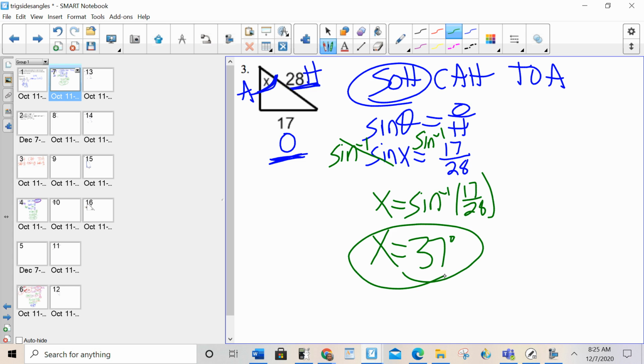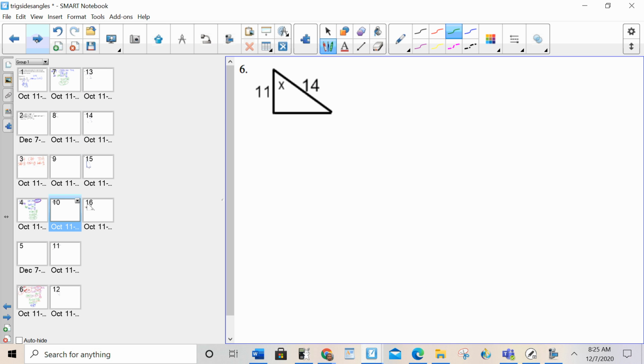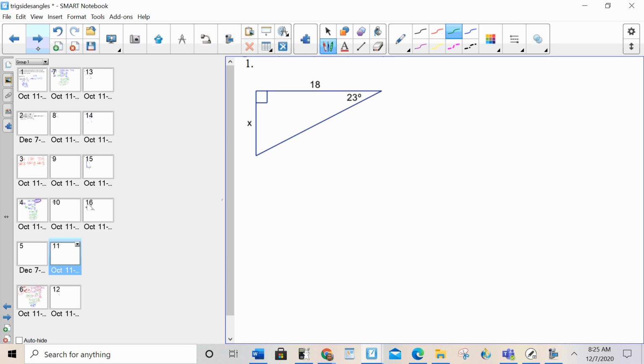All right, let's skip ahead to the back now. Finding sides with trig now. So my first two steps are going to be the same. Label your A, your O, and your H. I'm sorry, your first three steps are going to be the same. Label your A, your O, and your H. Determine if it's sine, cosine, or tangent, and substitute in.